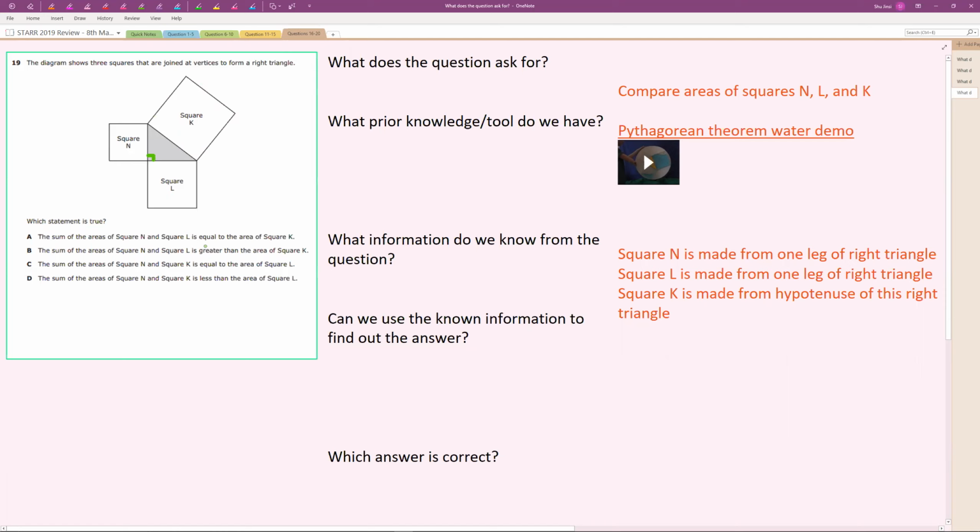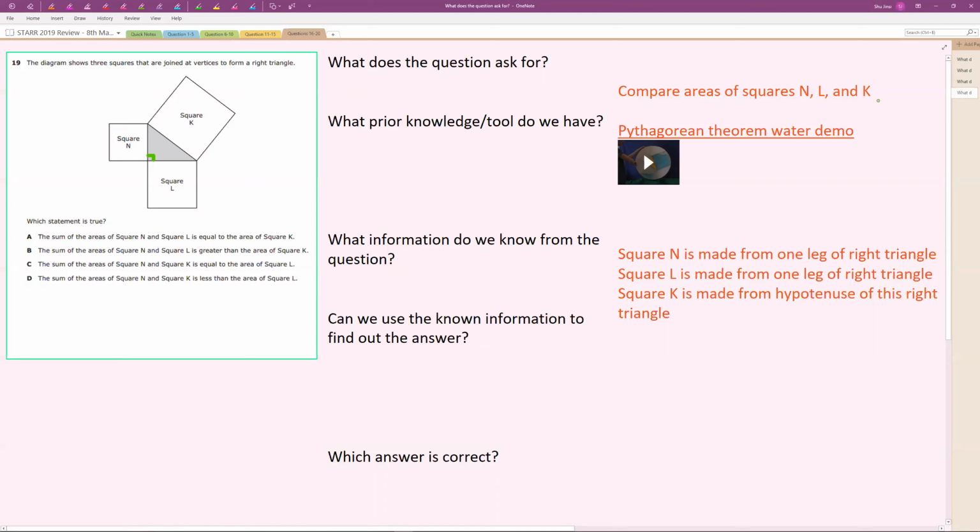If we look at those statements, they are comparing the sum of the areas of square N and square L. Is the sum equal to, greater than, or less than the area of square K? So they are comparing the areas of squares N, L, and K.